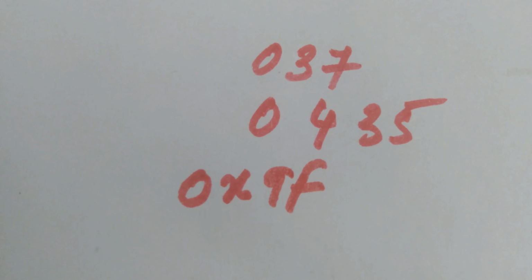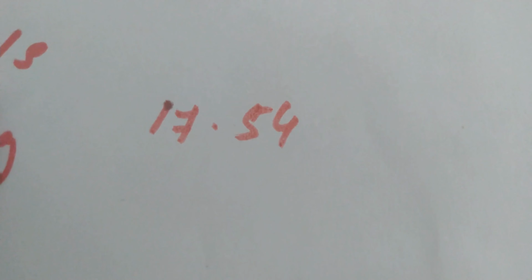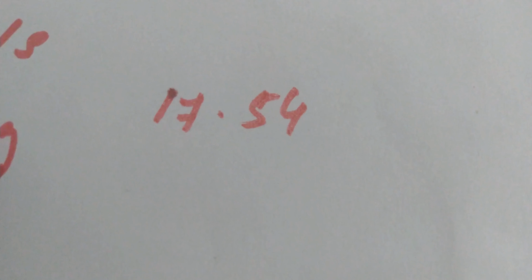So there are integer constants. And next is real constants. Real constants means the numbers containing fractional parts. For example, we have to store the price of some product or the average marks of a student, etc. So these values with the fractional parts are known as real constants.